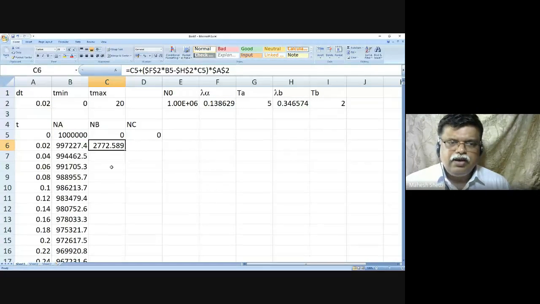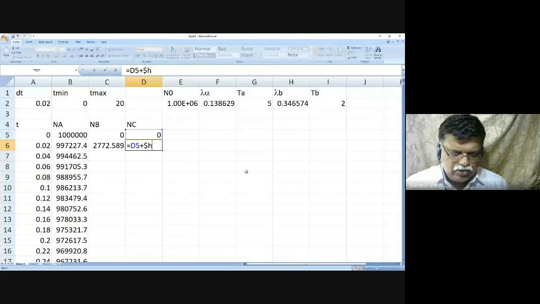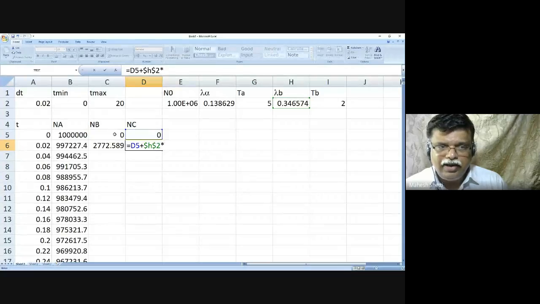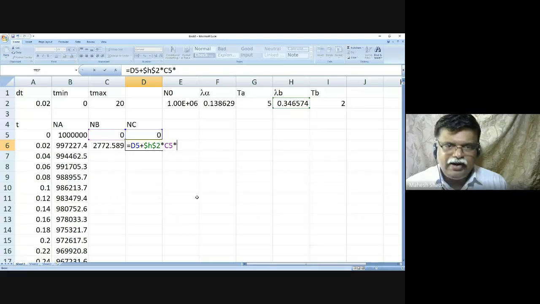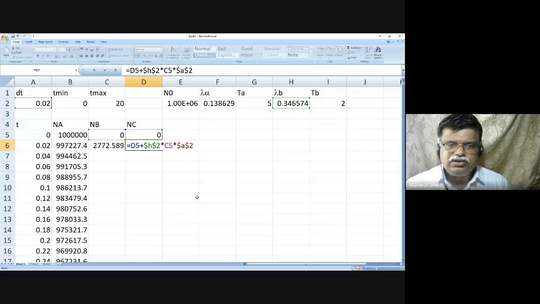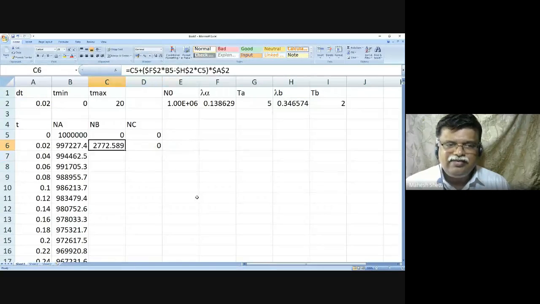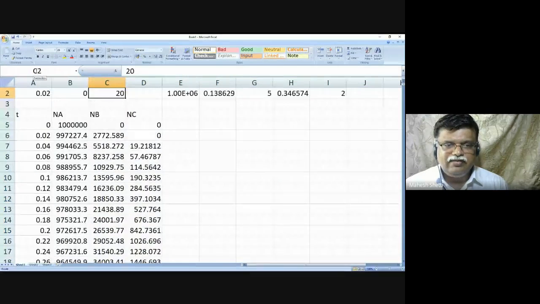And now I will write the equation for C also. This is equal to the old value of C, and it is only going to get generated. So it's plus lambda B NB, which is $H$2 into the NB value, multiplied by dt, so $A$2. And it is not disintegrating, so there is no term to subtract. So I calculated both of these. Now I'll copy paste both of these from C6 to D1005.